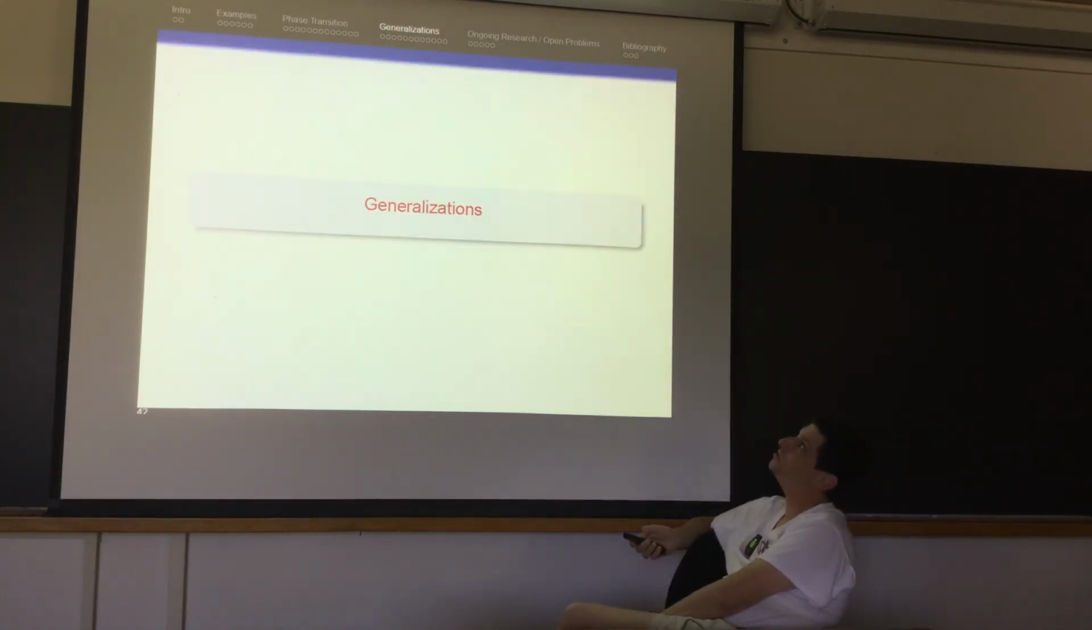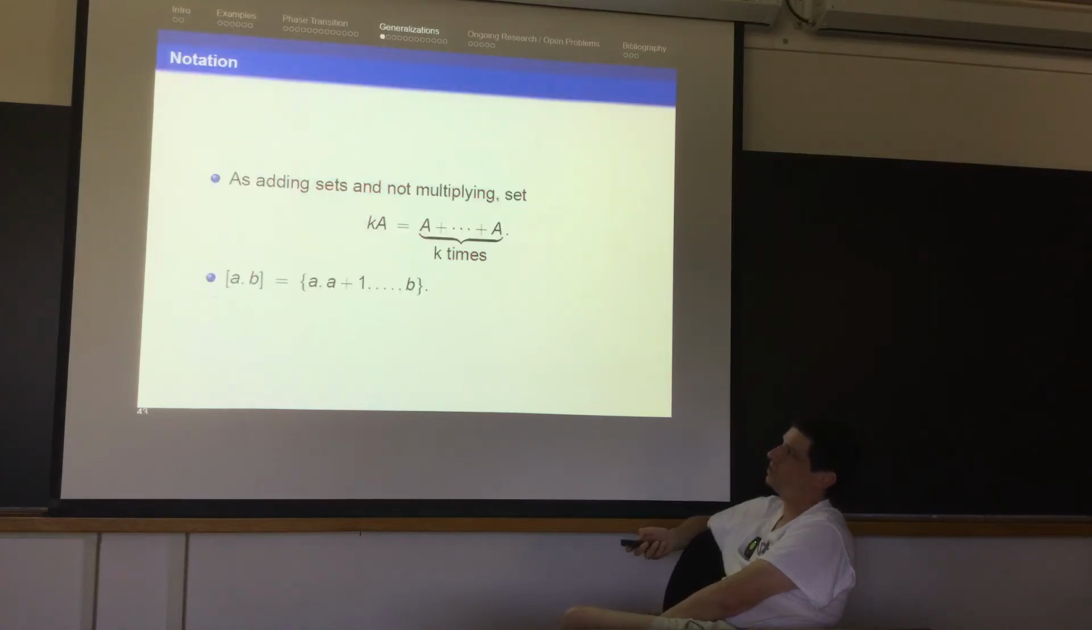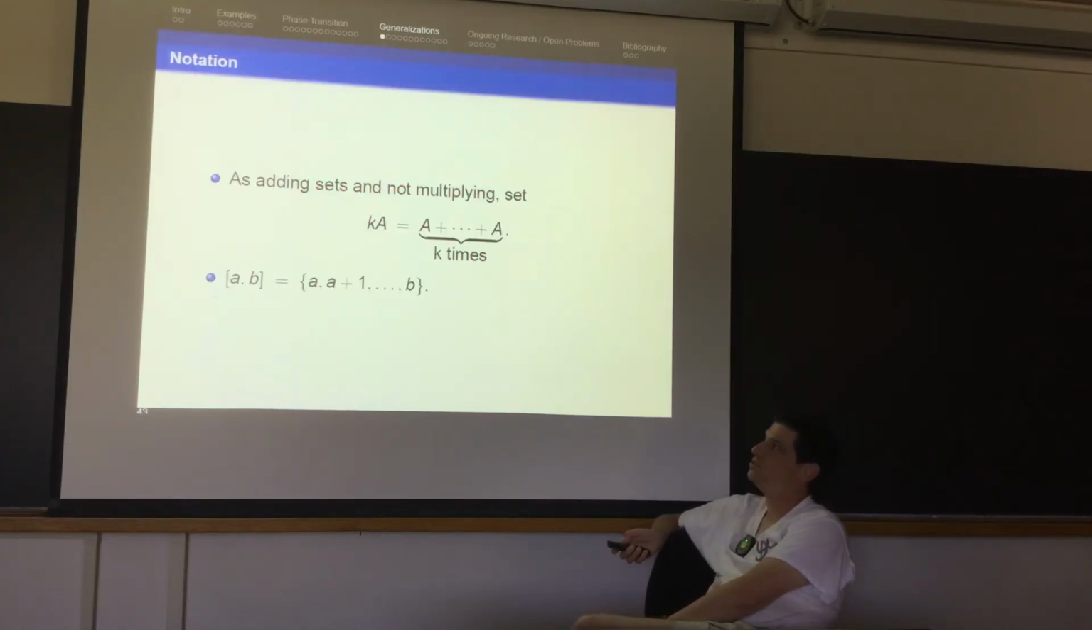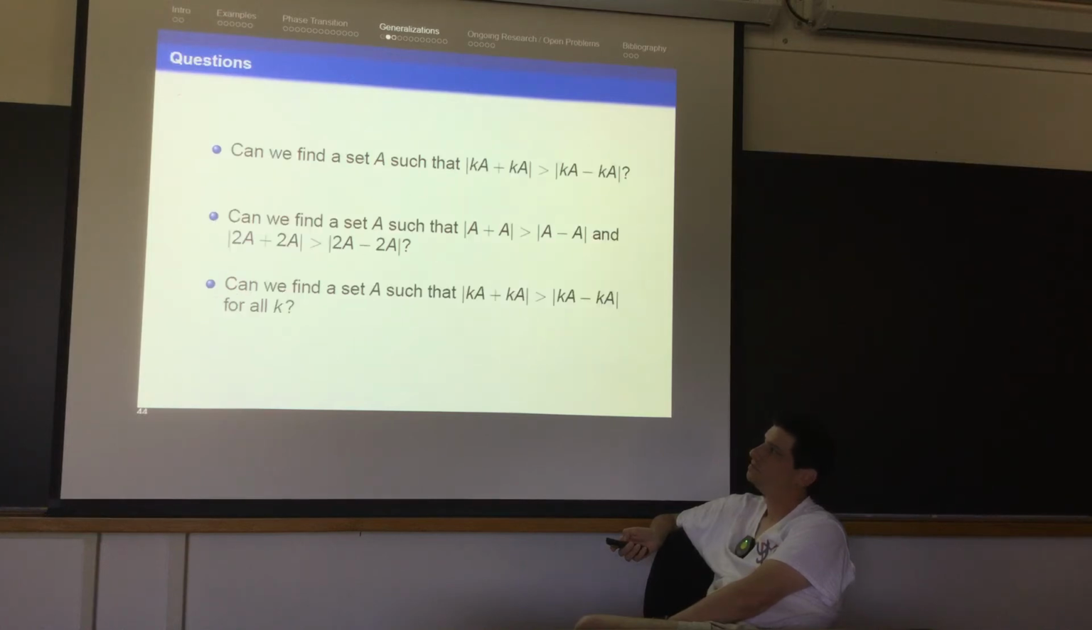So I want to talk a little bit about some of the generalizations and then the possible things. So kA just means we add A to itself k times. Can we find a set A such that kA plus kA is greater than kA minus kA? What about we want A plus A greater than A minus A and 2A plus 2A greater than 2A minus 2A?